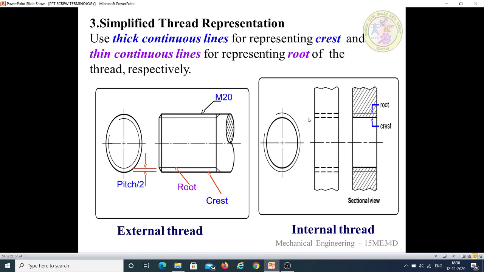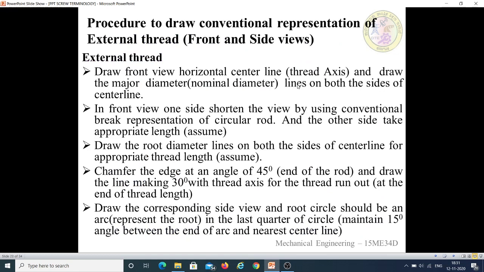The same thing is here also, the crest circle should be a thick line and the root circle should be a thin line, maintaining the 15 degree arc angle. The arc angle should be maintained at 15 degrees, here also 15 degrees. This is the front view of the part. This should be a hidden line, and this is the sectional view of the part. So we should draw this in manual drafting also.